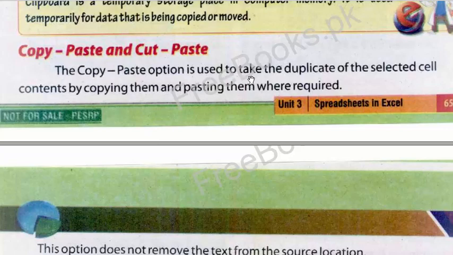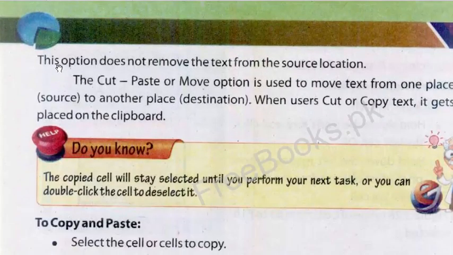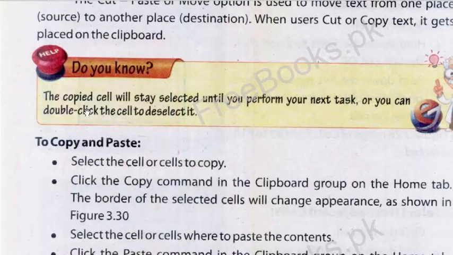The copy paste option is used to take the duplicate of the selected cell content by copying it and pasting it where required. This option does not remove the text from the source location from where we have copied the text. The cut, paste or move option is used to move text from one place, the source, to another place, the destination. When a user cuts or copies text, it gets placed on the clipboard. Do you know, the copied cell will stay selected until you perform your next task, or you can double click the cell to deselect it.